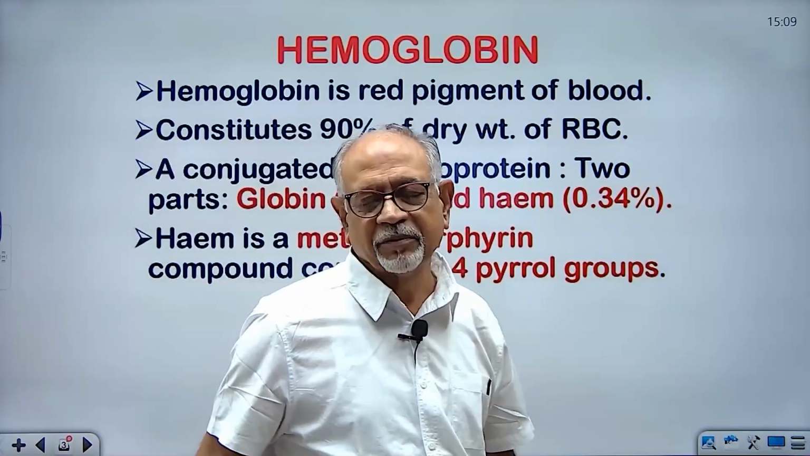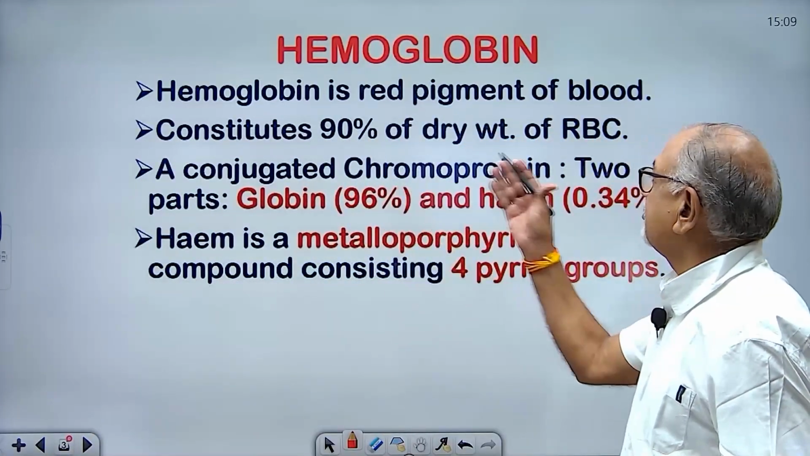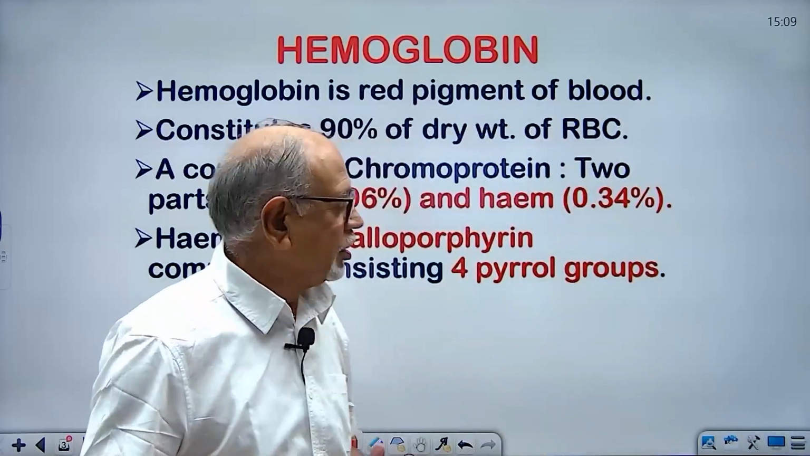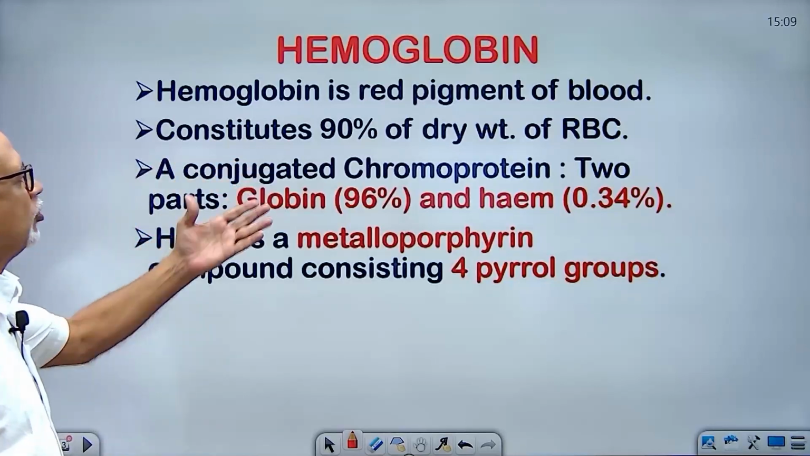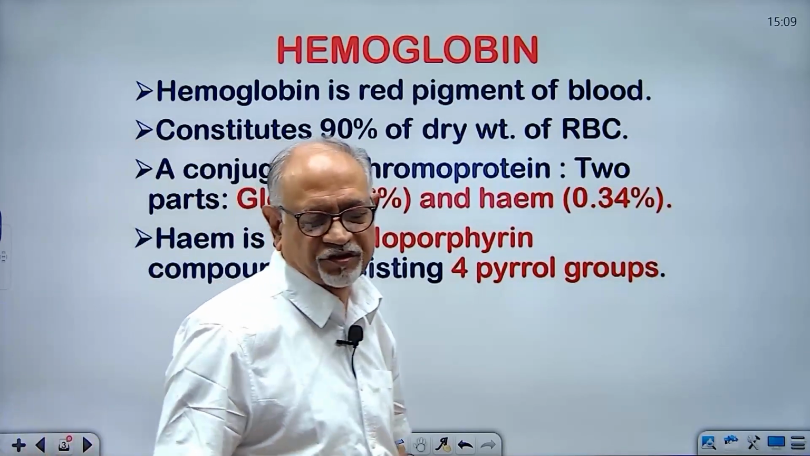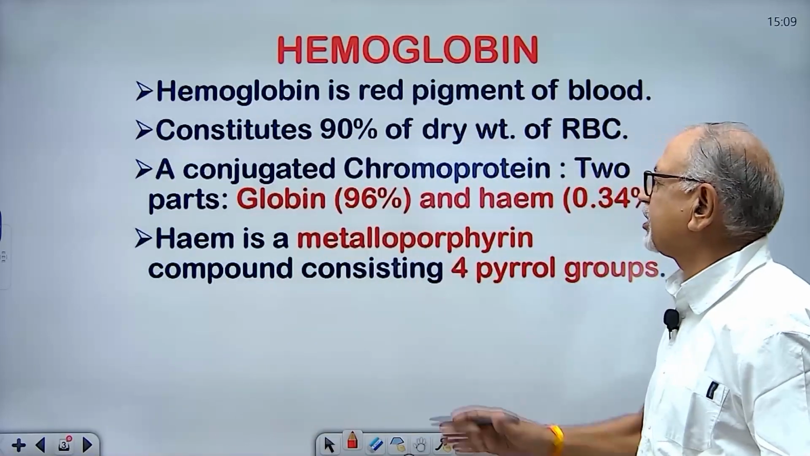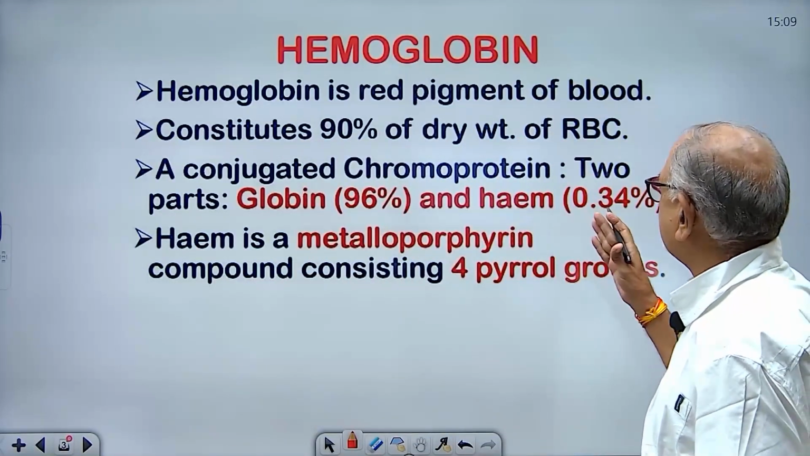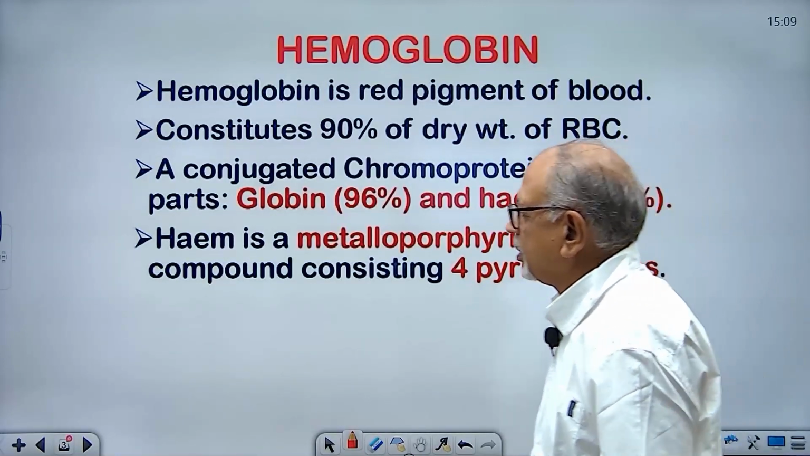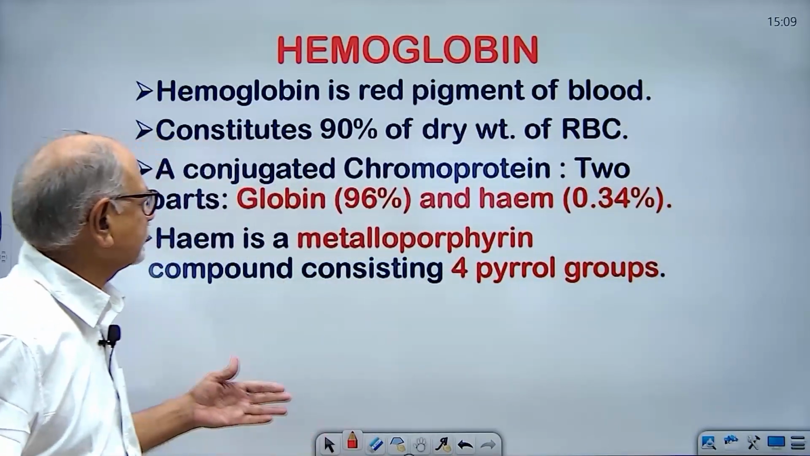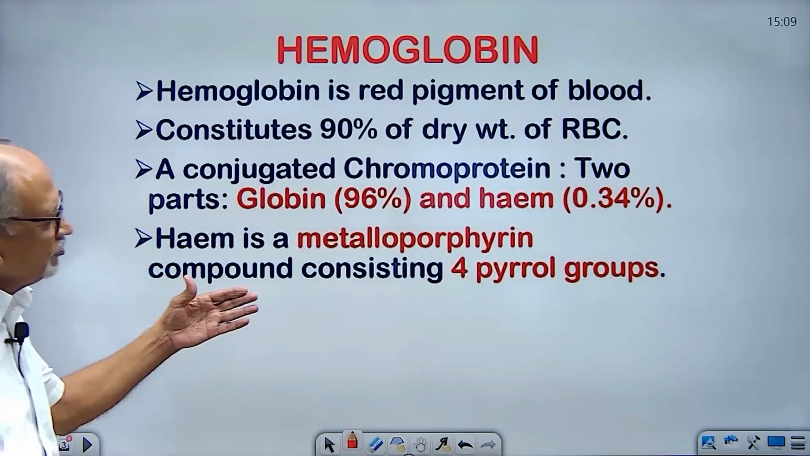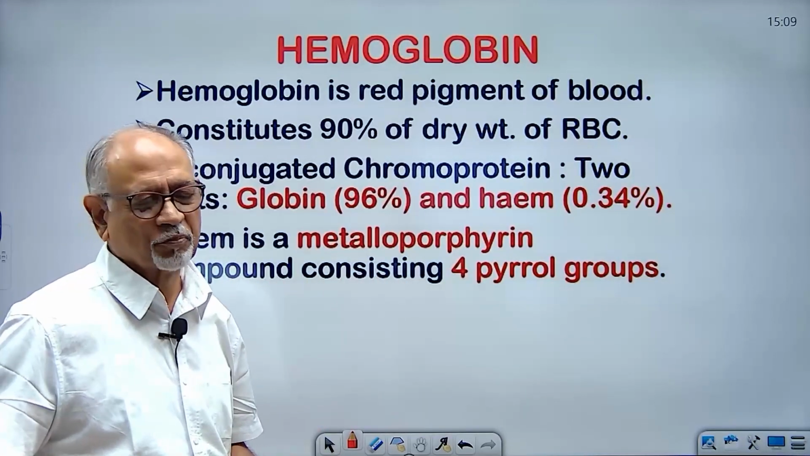Hemoglobin is a red pigment and 90% of the dry weight of RBC is contributed by the hemoglobin. It is a chromoprotein which is made up of two parts, the globin which makes up 96% and the heme part which makes about 0.34%. Heme is a metalloporphyrin compound consisting of 4 pyrrole groups.